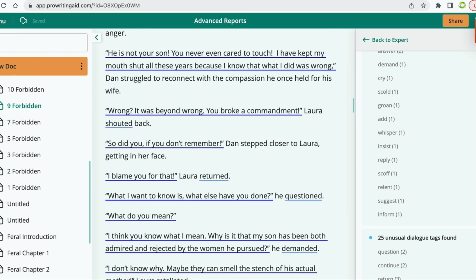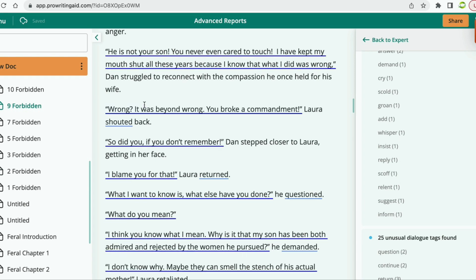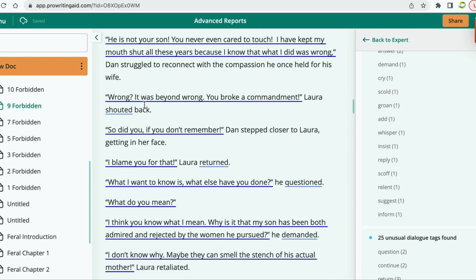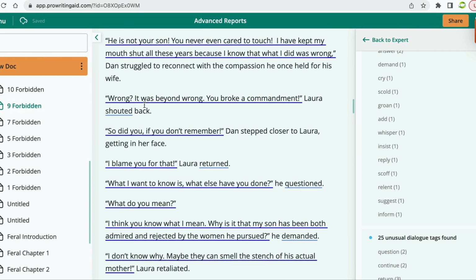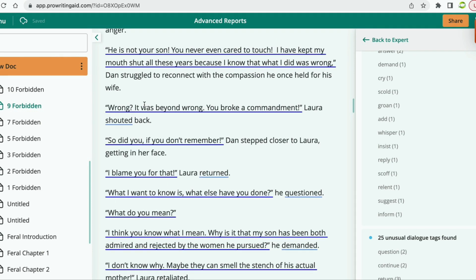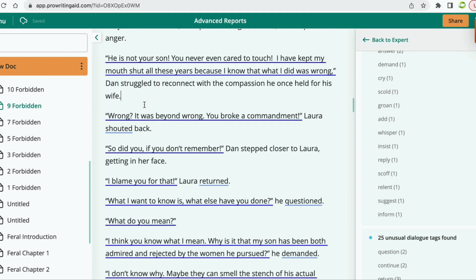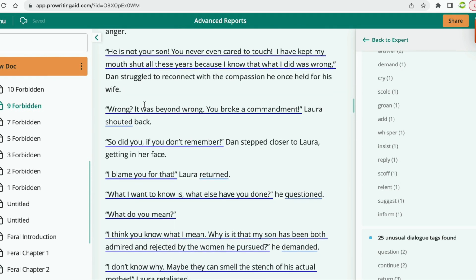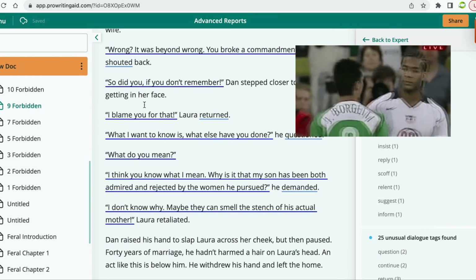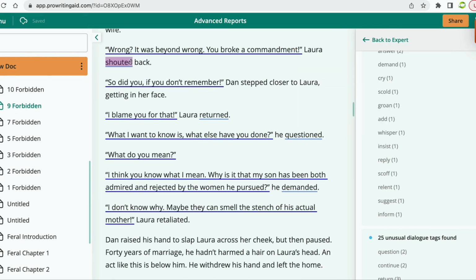He is not your son. You never cared. So, yeah, because despite the mistake that Dan made, he knows that, and he's basically saying he's taking responsibility for what he did was wrong. And this is the type of person that Dan is. But at the same time, he's trying to hold his ground on what's unfair to his son. And she says, wrong. It was beyond wrong.